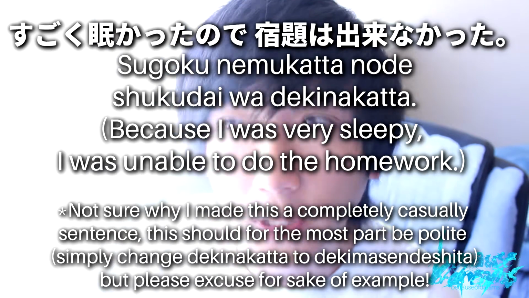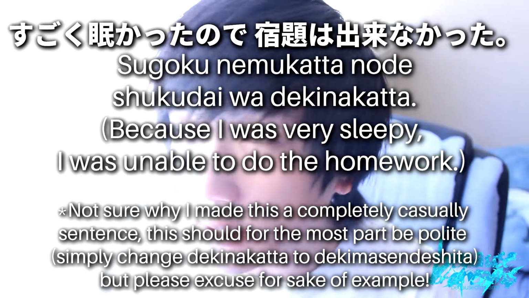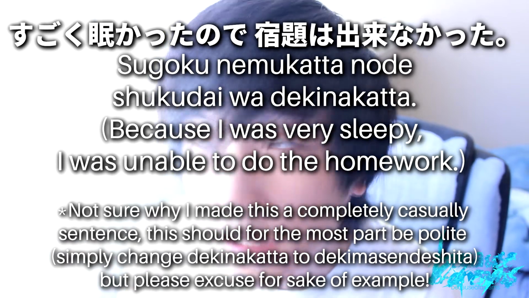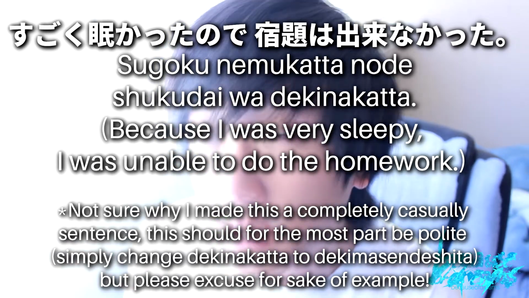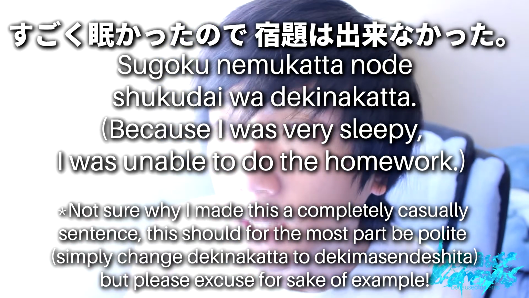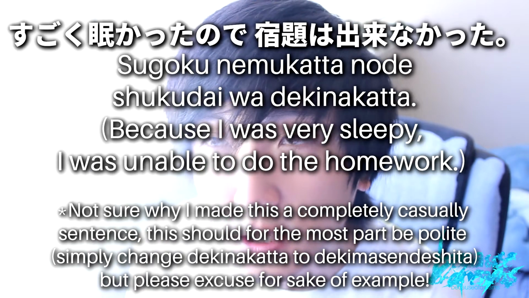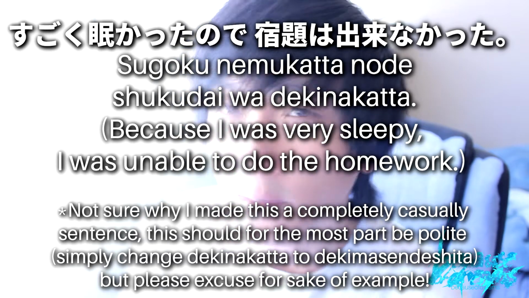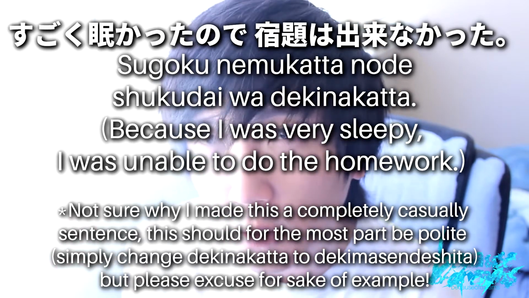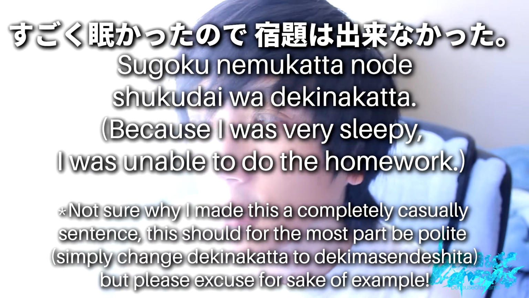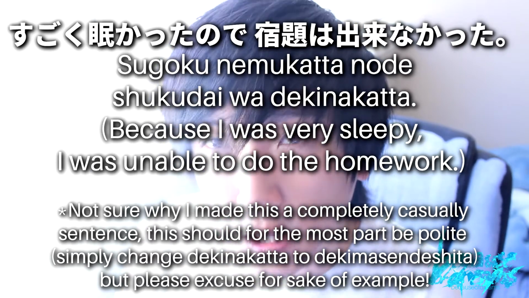For our next example sentence, we have the line "Sugoku nemukatta no de shukudai wa dekinakatta." What this sentence is saying is basically "because I was sleepy, because I was really sleepy, I couldn't do the homework." So let's break this sentence down bit by bit. First up we have the word sugoku, which is an adverb modifying the adjective right after it, and it basically translates to "really" or "very." After sugoku we have nemukatta, and nemukatta is the past plain form of the adjective nemui, which means "to be sleepy." So sugoku nemukatta is "was really sleepy."